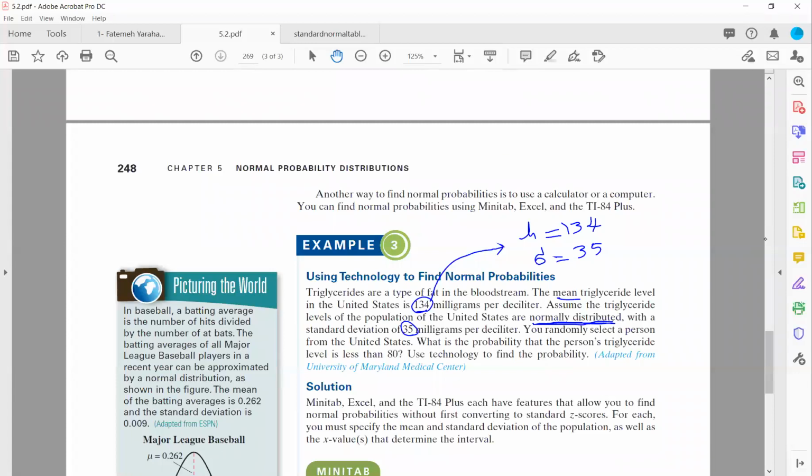You randomly select a person, just one person. What is the probability that the person's triglyceride level is less than 80? So you're looking for the probability that X is less than 80. Can we use the Z table? Of course not. First, we have to convert X into Z. Today, we're going to use our calculator to feel comfortable using it and find the probability for Z values.